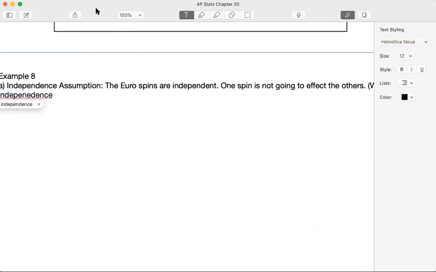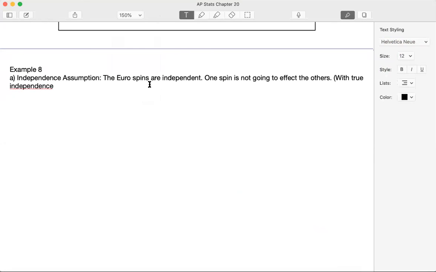I'm going to change my zoom to zoom fit. This way I can see where I'm going here. Here we go. All right, that's better.